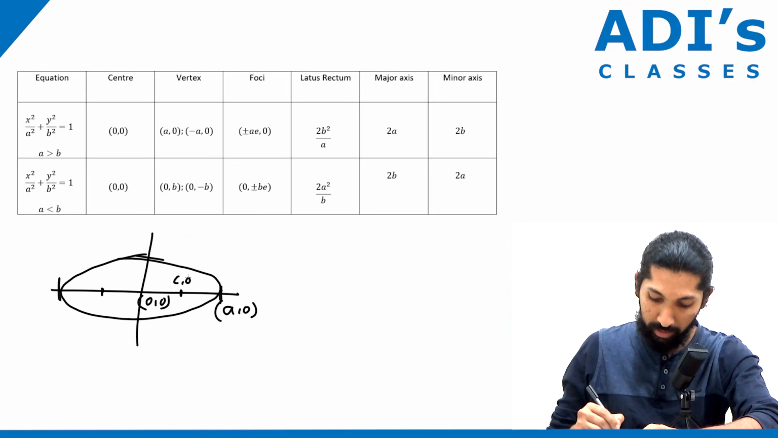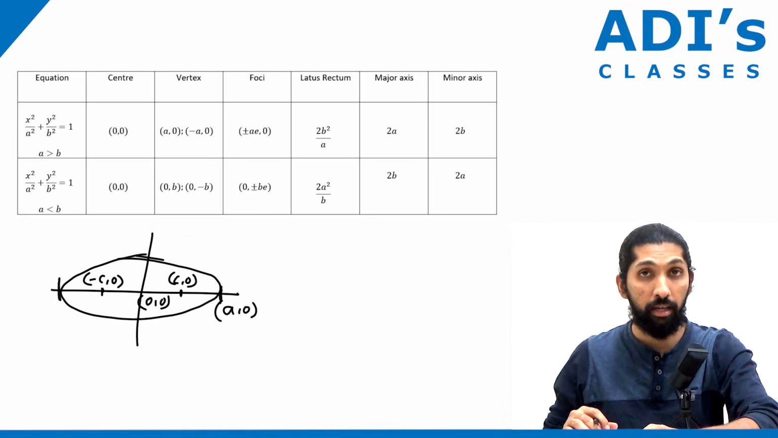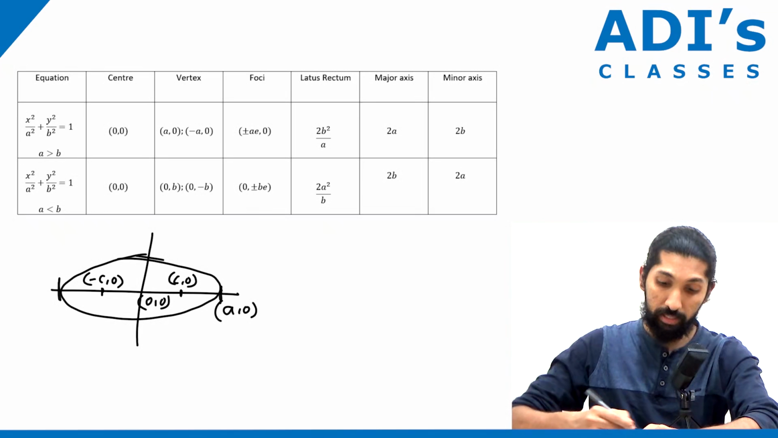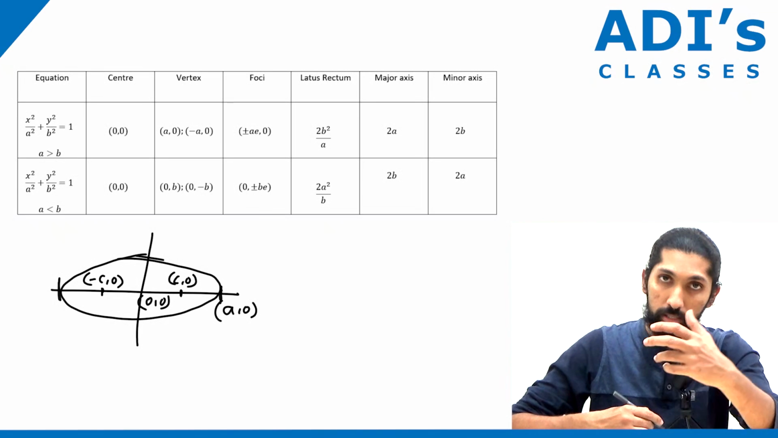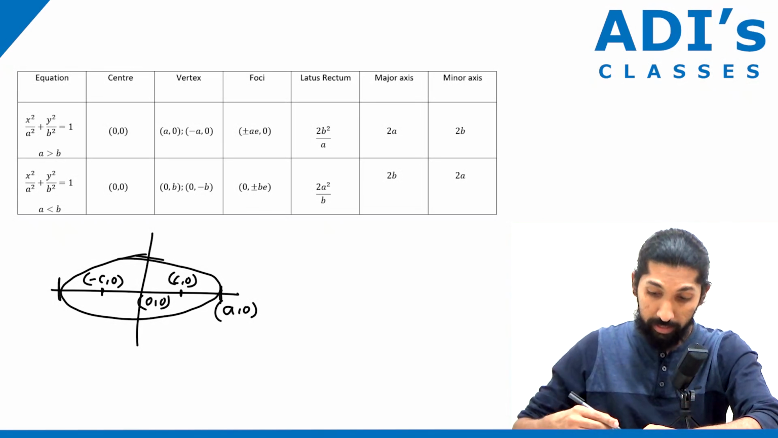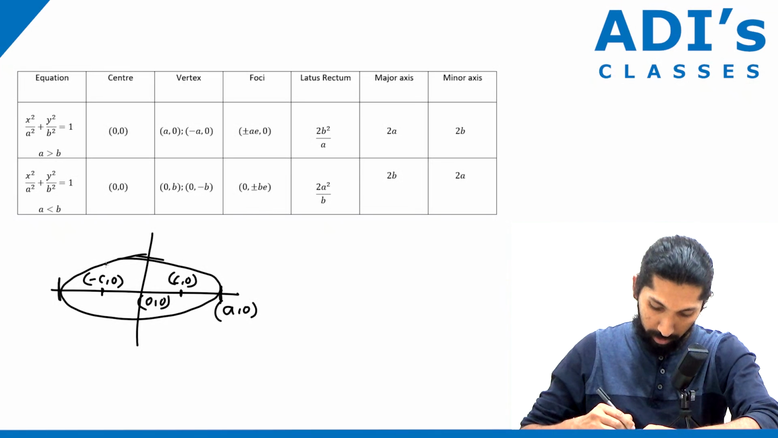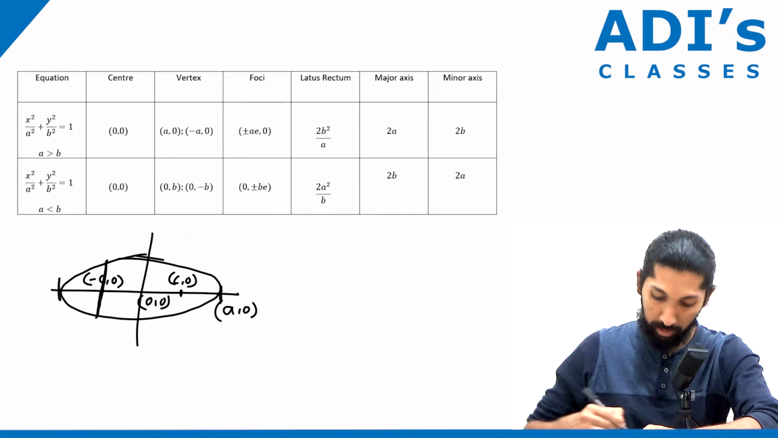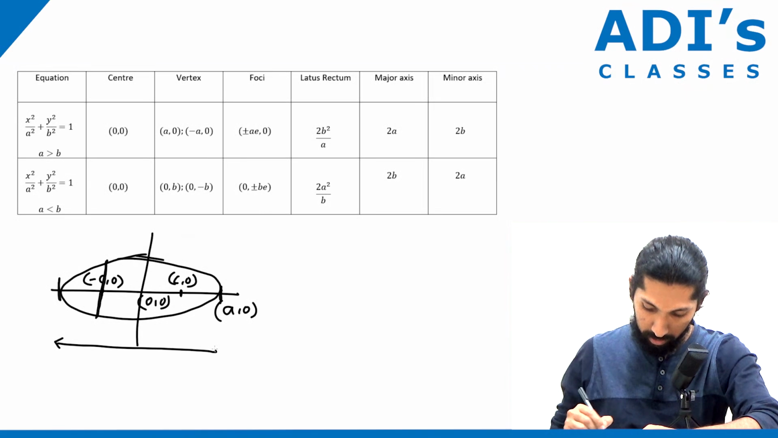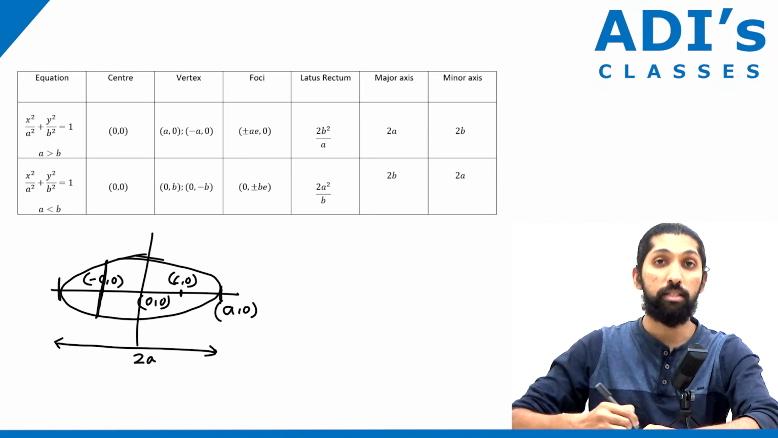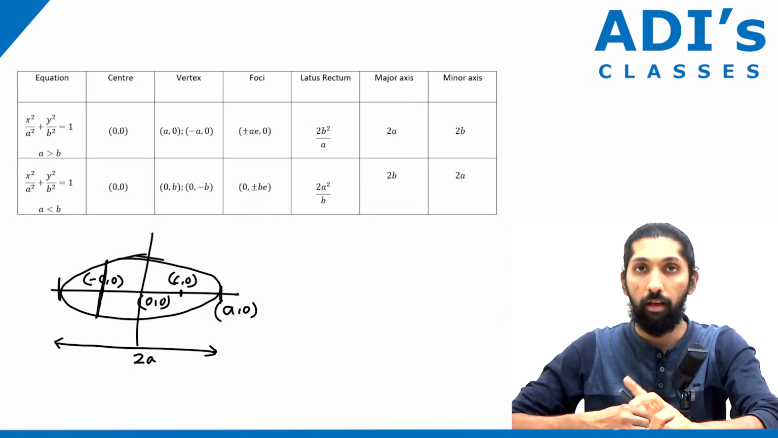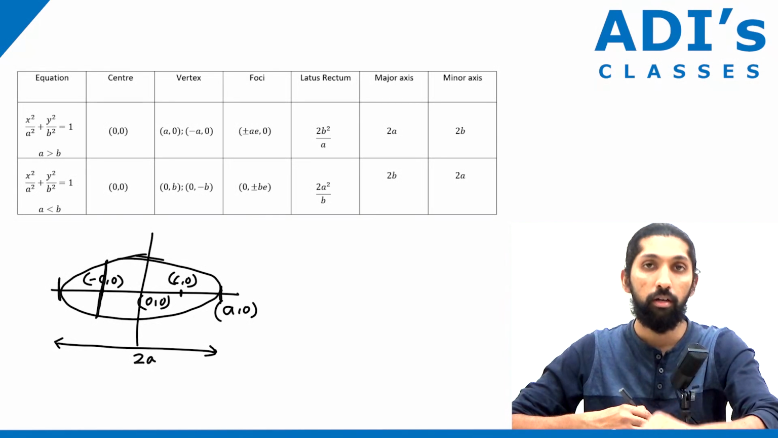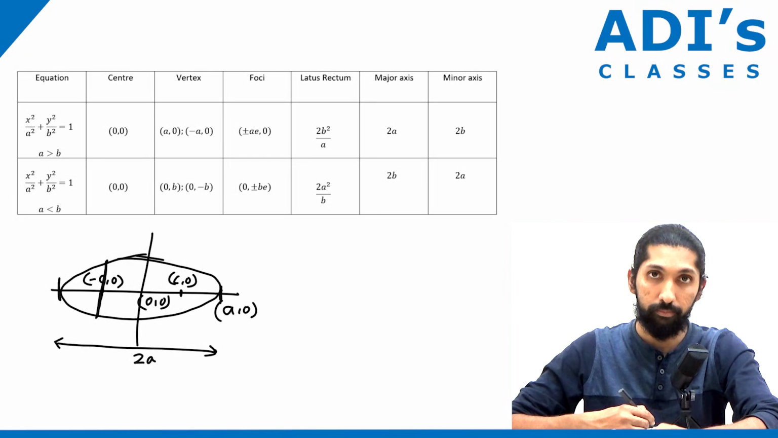We write it as c, comma 0 and minus c, comma 0, isn't it? But c is nothing but a into e. So foci is a e, comma 0 or c, comma 0. Latus rectum is going to be this perpendicular distance, 2b square by a. Then the major axis, this entire thing, is 2a, or the semi-major axis becomes a, and the minor axis is 2b, or the semi-minor axis is b.